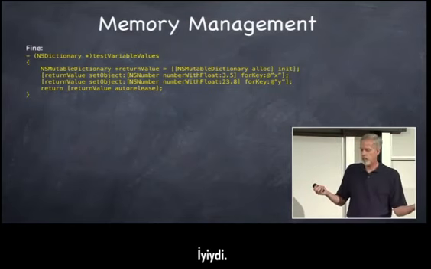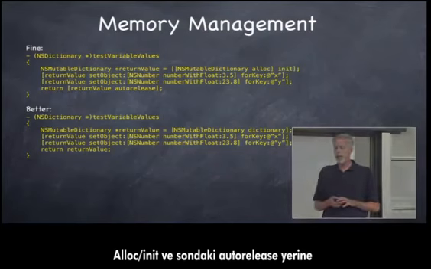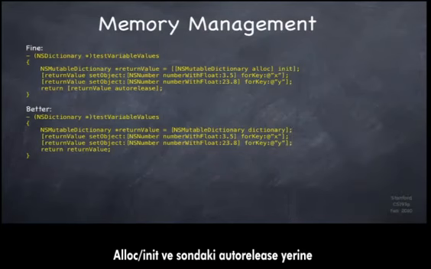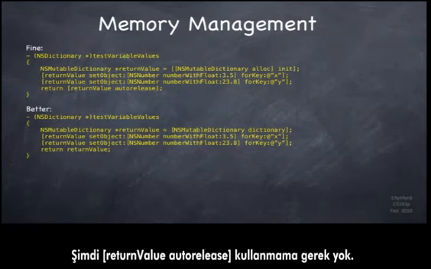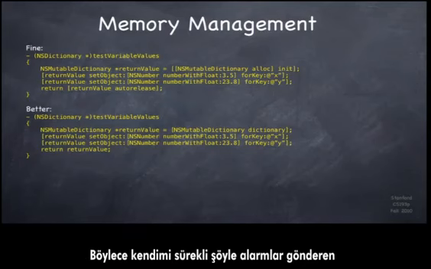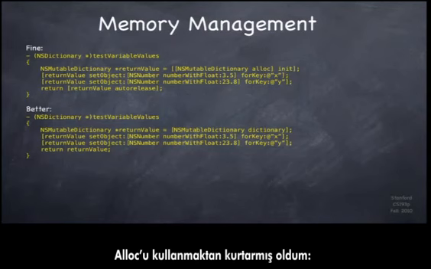Here's better. Instead of doing the alloc init and the autorelease at the end, use this method, NSMutableDictionary dictionary. That returns an auto-released NSMutableDictionary. Now I don't have to do returnValue autorelease. So I saved myself having an alloc in my code, which always sends off alarms.